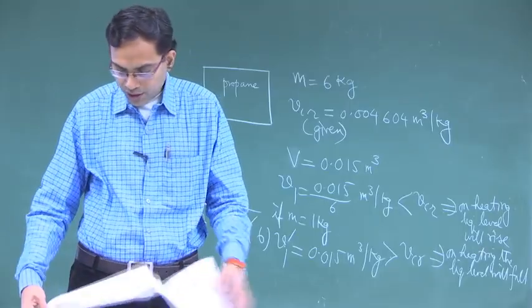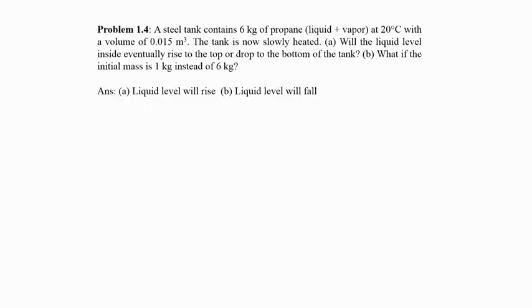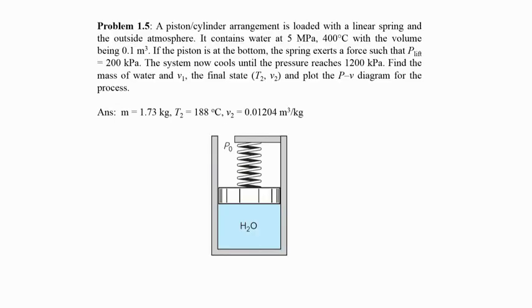Actually, we will not work it out in full, but we will give you a hint of how to solve this problem. We have solved enough number of problems. So, this is problem 1.5. You have a piston cylinder arrangement, it is loaded with a linear spring and an outside atmosphere. It contains water at 5 MPa 400 degree centigrade with a volume of 0.1 meter cube. If the piston is at the bottom, the spring exerts a force such that P lift equal to 200 kilopascal.